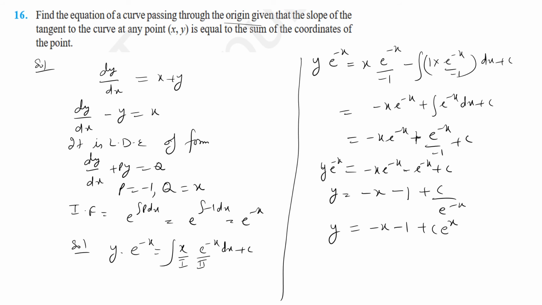Okay, so we need to put one condition also in the question, that it is passing through the origin. So passing through the origin means x is 0, y is 0. We'll get 0 is equal to 0 minus 1 plus c e raised to power 0. So c is equal to 1. You can clearly see. So what is my answer going to be? y is equal to minus x minus 1 plus e raised to power x, which is the required answer.